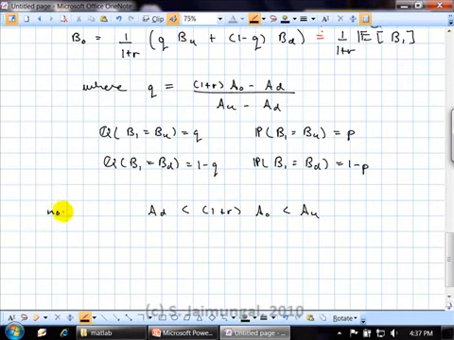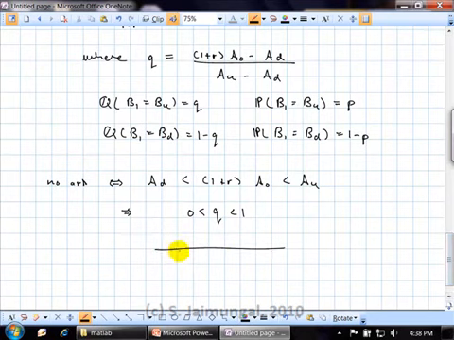So no arb implies that. It's an if and only if statement, in fact, right? We said the economy has no arb if and only if this is true. But this expression implies that Q is between 0 and 1. How? How does it imply that? Well, if I just sketch a little diagram here, you'll see it very easily. The same one I had before. That's AU, that's AD, this is A0 times 1 plus R.